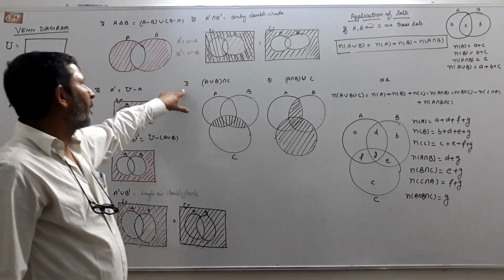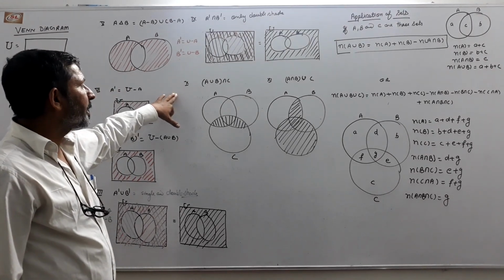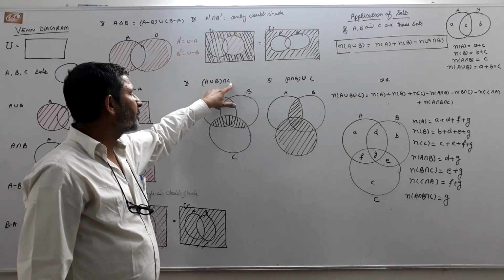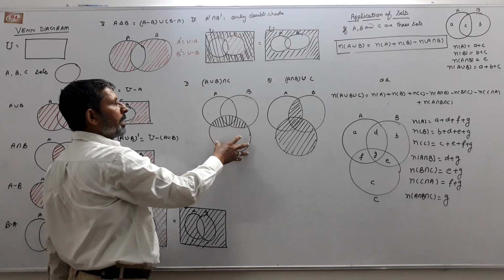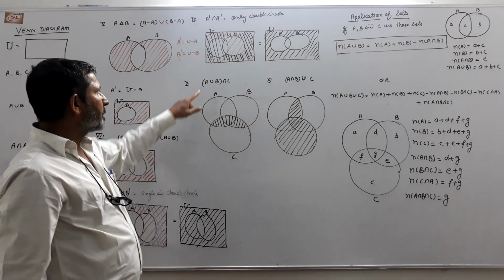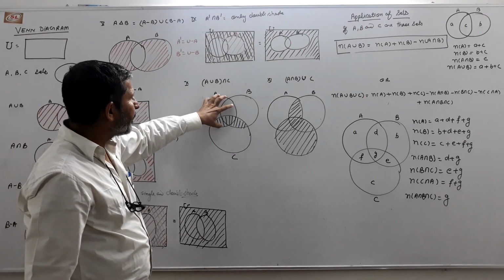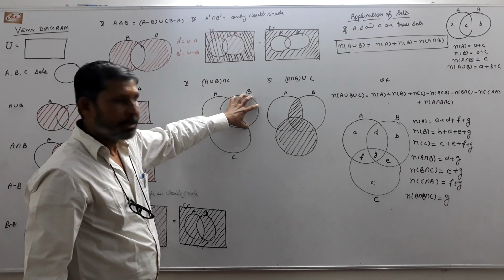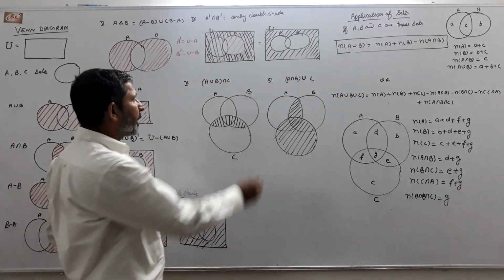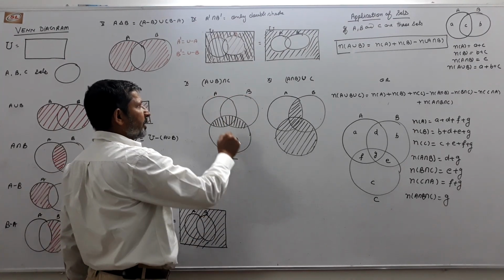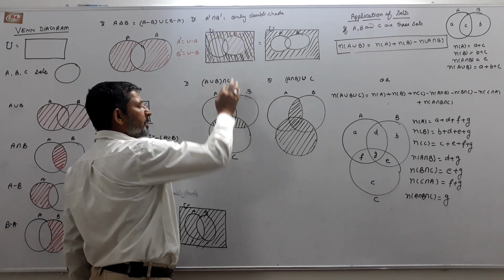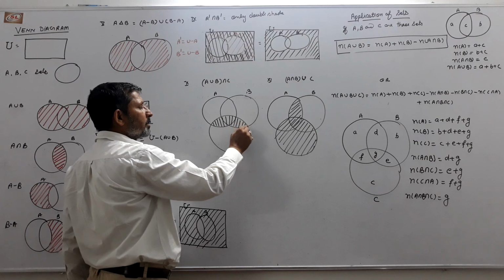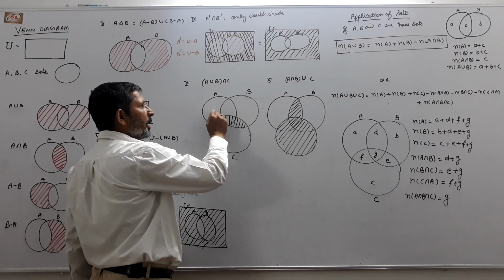10th part, if A, B, C are three sets, then A union B intersection C. First, we draw three sets: set A, set B, and set C. What is A union B? All the elements of A as well as B, with intersection C. So, what is the common part with C? A union B is this whole of A and B, and intersection with C. The common part is this. This part represents the common part in A union B.